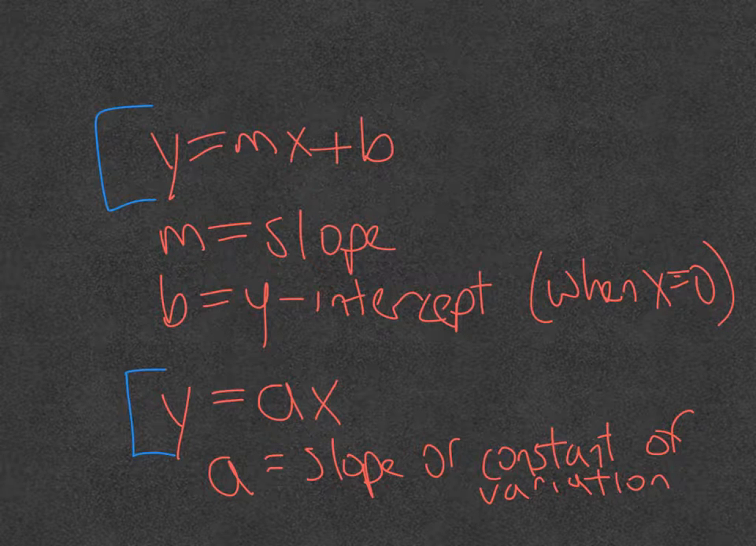A is just another name for slope. And what ends up happening is that there's no y-intercept. There's nothing added or subtracted on. So automatically 0, 0 is going to be a point. So let's follow this along.